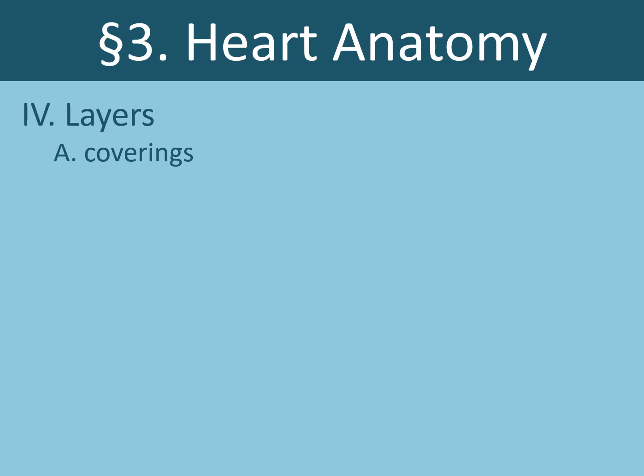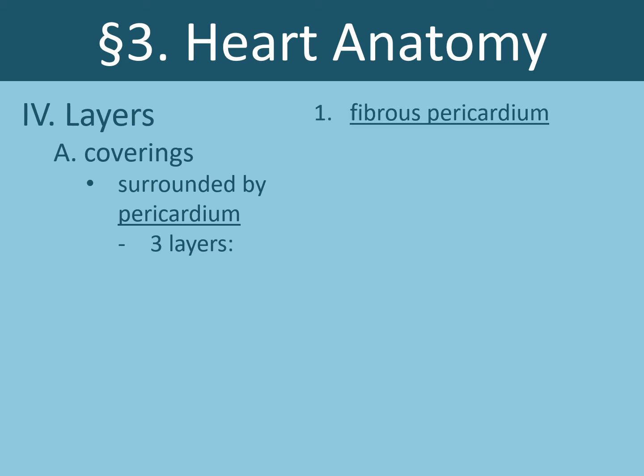The heart can be divided into many different layers. Let's begin with the outer coverings that surround the heart. The layers that surround the heart are collectively called the pericardium. And the pericardium is divided into three separate layers. First, the outermost layer is called the fibrous pericardium. Its job is to anchor the heart to the cavity wall.